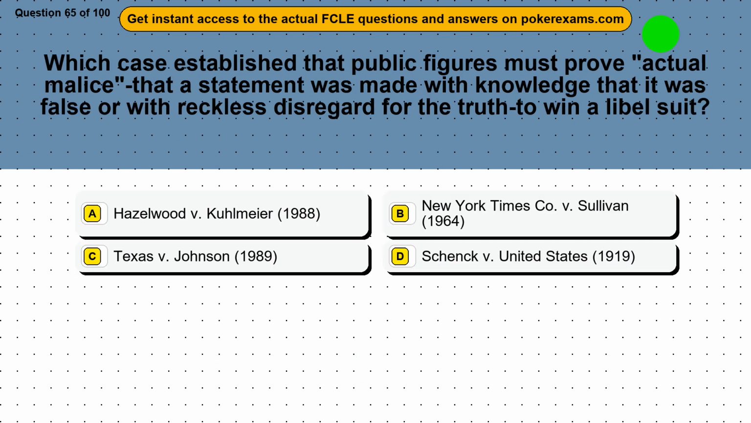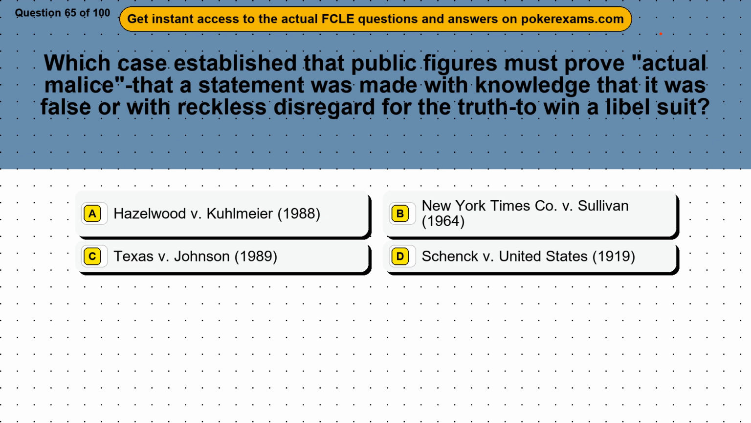Question 65. Which case established that public figures must prove actual malice, that a statement was made with knowledge that it was false or with reckless disregard for the truth to win a libel suit? Option A, Hazelwood v. Kohlmeyer, 1988. Option B, New York Times Company v. Sullivan, 1964. Option C, Texas v. Johnson, 1989. Option D, Schenck v. United States, 1919.